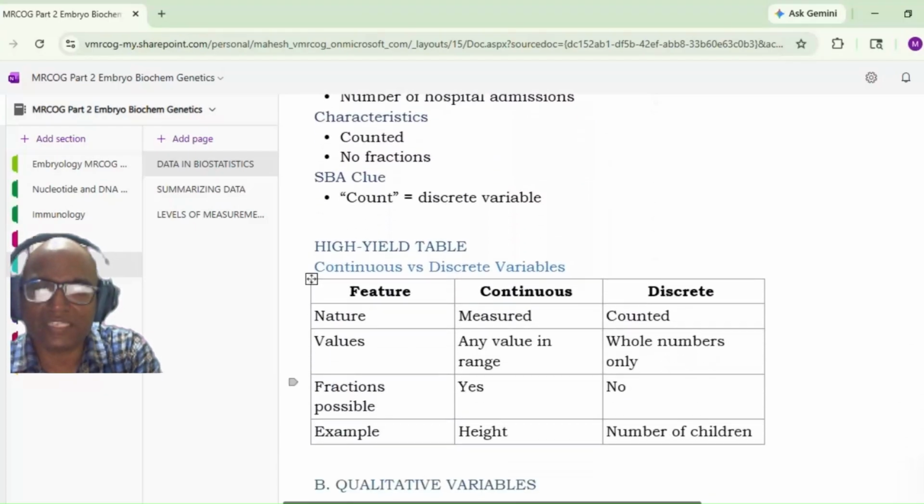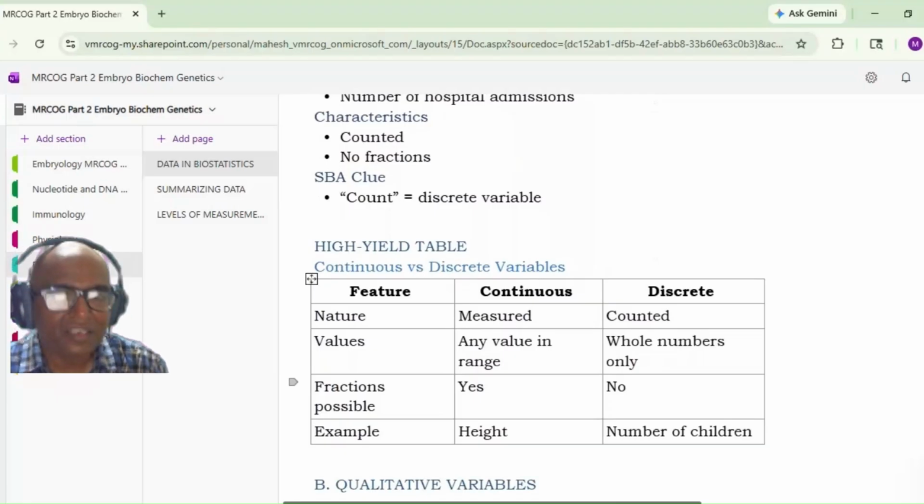So there is a difference between continuous and discrete. Continuous is measured while discrete is counted. Continuous can take any value in the given range, while discrete has whole numbers only. Fractions are possible in continuous, while in discrete, fractions or decimals are not possible. An example of continuous is height. An example of discrete is the number of children.